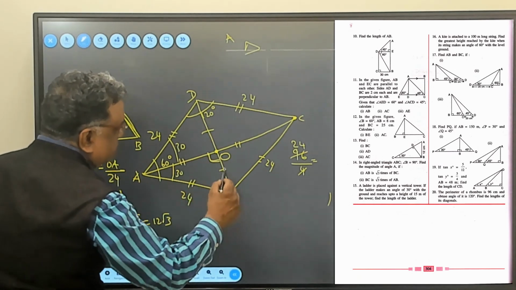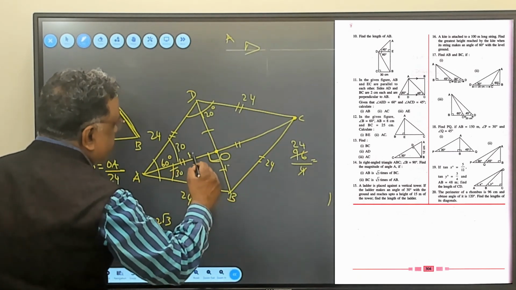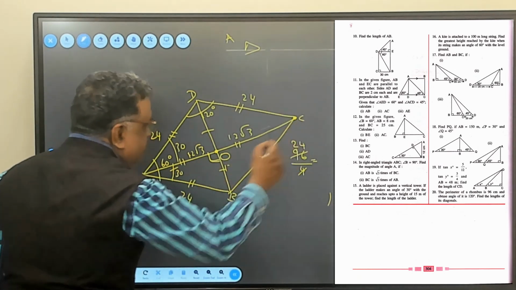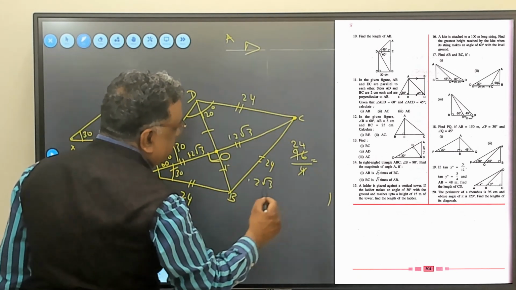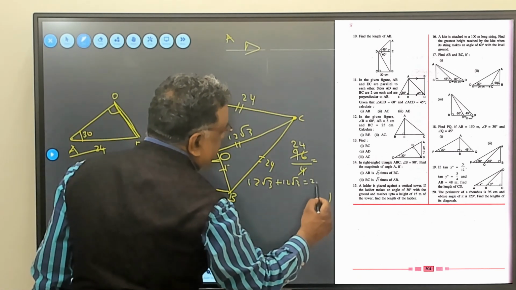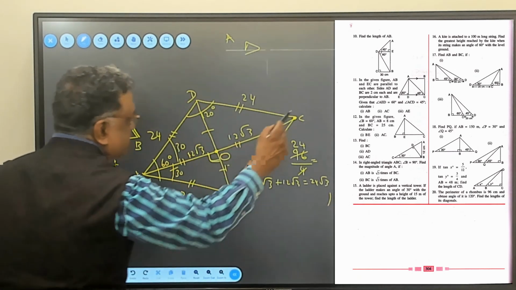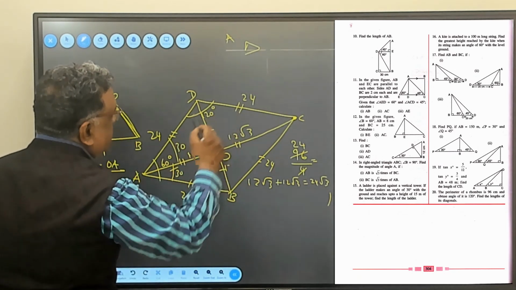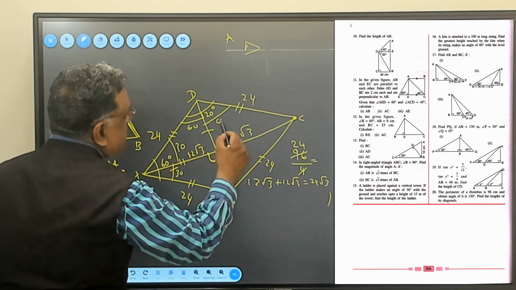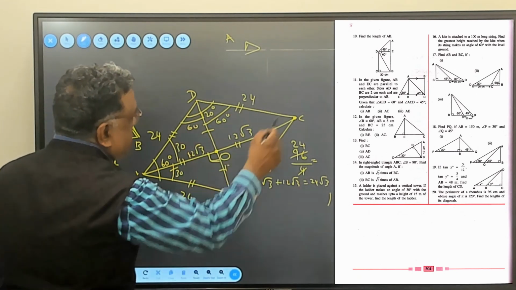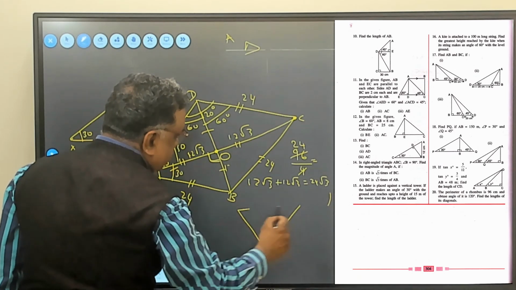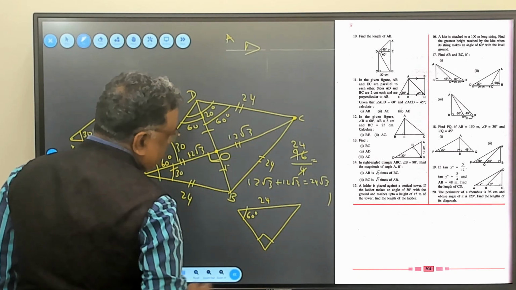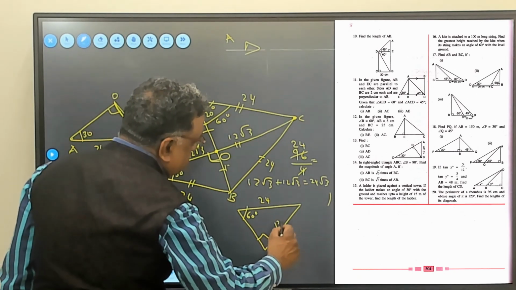So this became 12 root 3. And now since this is equal to this, this will also become 12 root 3. So the length of this diagonal will be 12 root 3 plus 12 root 3, which is 24 root 3. So we can find the diagonal AC. Similarly, let's try to find out the length of diagonal DB. Now since this is 120 degrees, this will be 60 degrees and this will be 60 degrees. So now let's try to draw this triangle DOC. This is 90, this is 24, this is 60. Okay. And this we already got as 12 root 3.